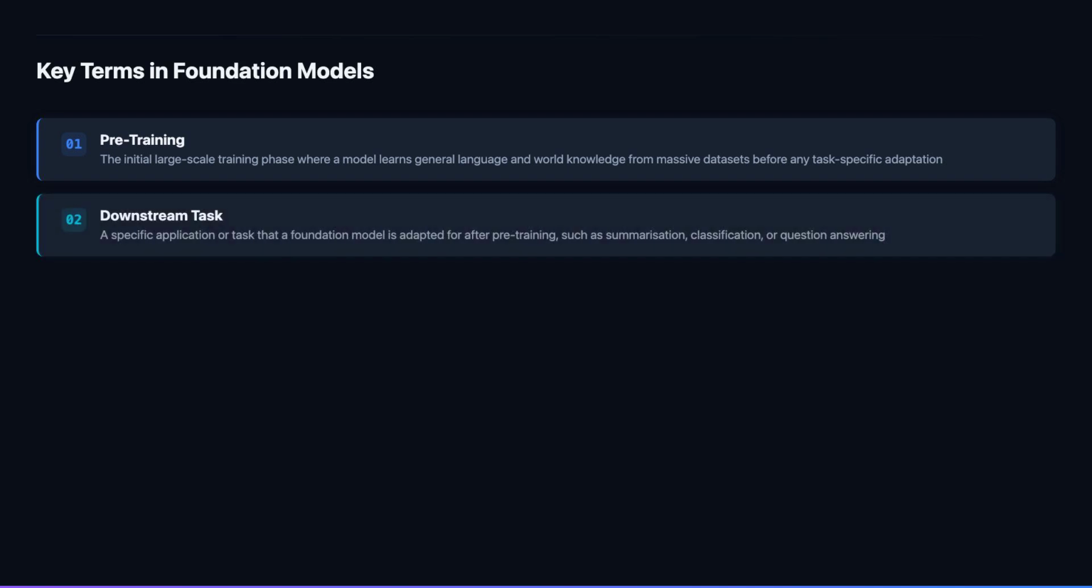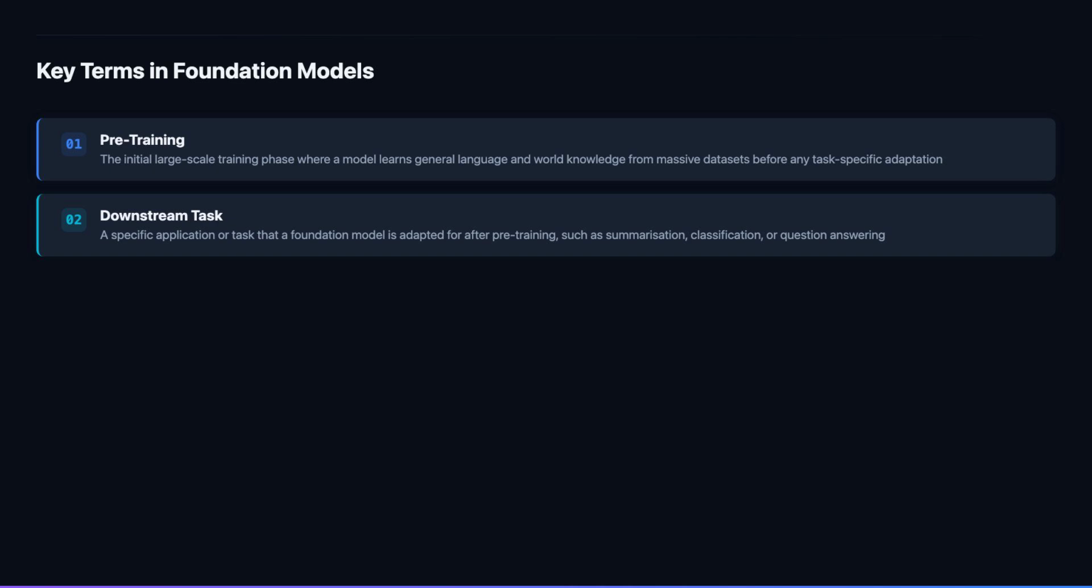Downstream tasks are the specific applications that justify the investment in foundation model pre-training. A single pre-trained foundation model can be adapted for text summarization, sentiment analysis, question answering, translation, code generation, document classification, and hundreds of other tasks. Each of these is a downstream task relative to the general pre-training objective.